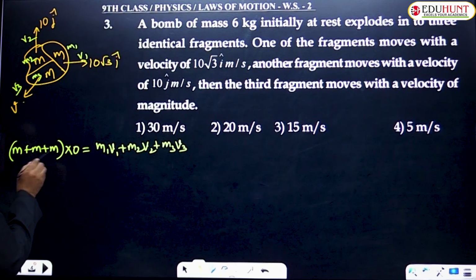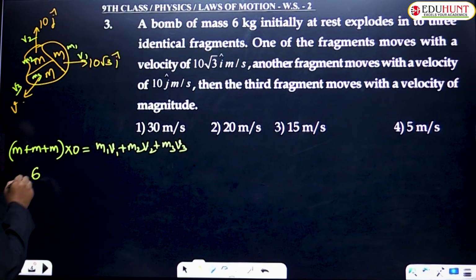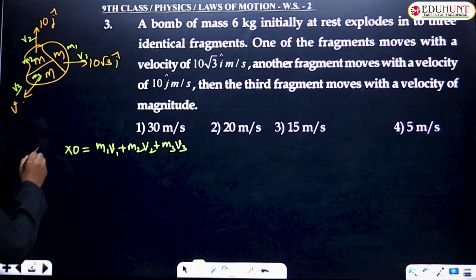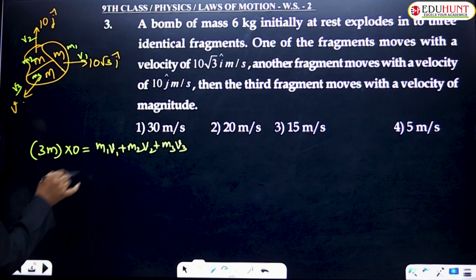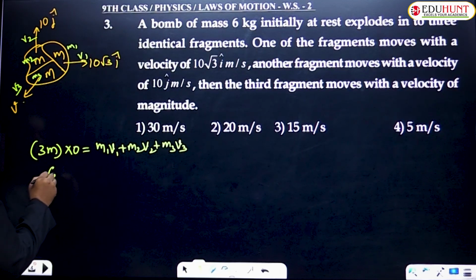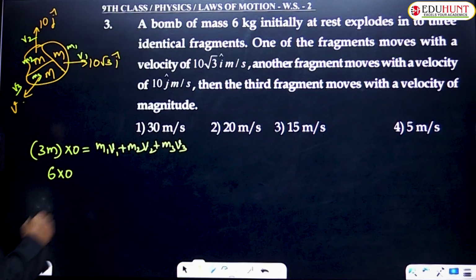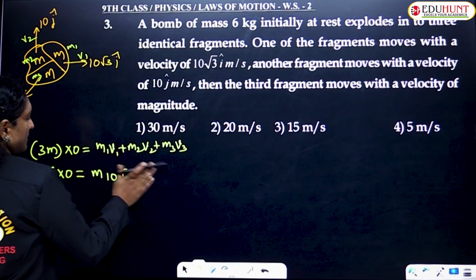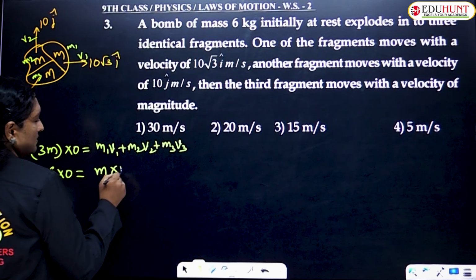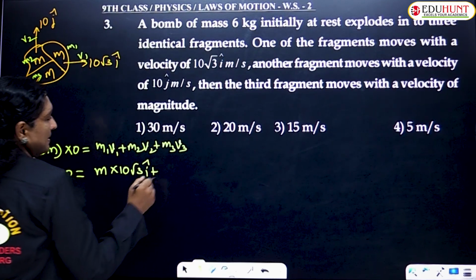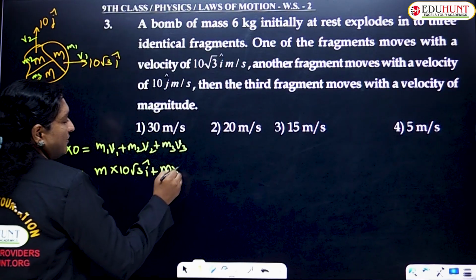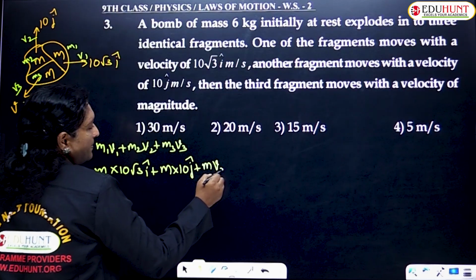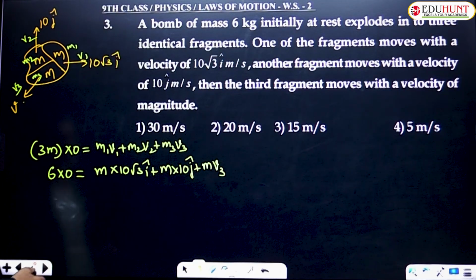So the total mass is m plus m plus m, which is 3 times m, that is 3m, and it is given as 6 kg. So 6 into 0 is 0, equals the first mass m moving with speed 10 root 3 I cap, plus the second mass again m moving with speed 10 j cap. The third mass is again m moving with an unknown speed. This is what you're asked to find out.